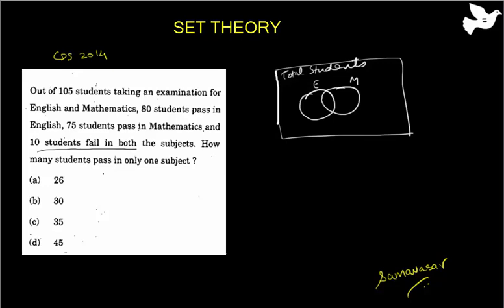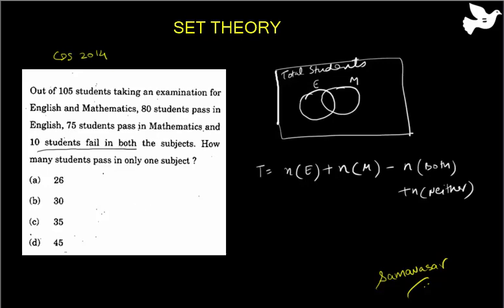that we discussed. The total number of students in this case will be number of students who passed in English plus number of students who passed in mathematics minus number of students who passed in both plus number who passed in neither. Right? This is the basic equation.